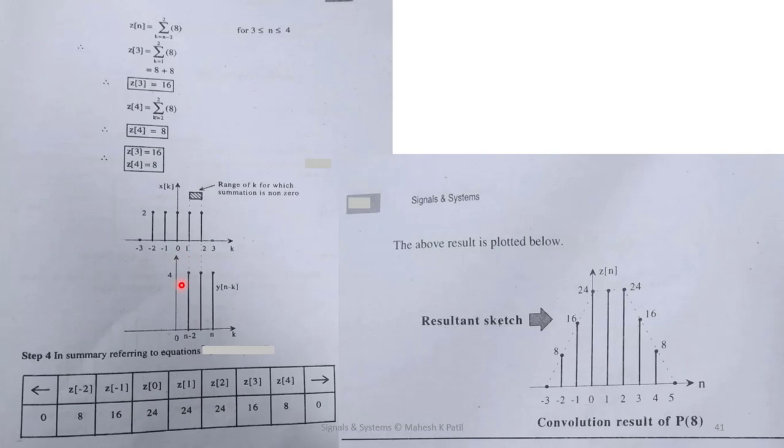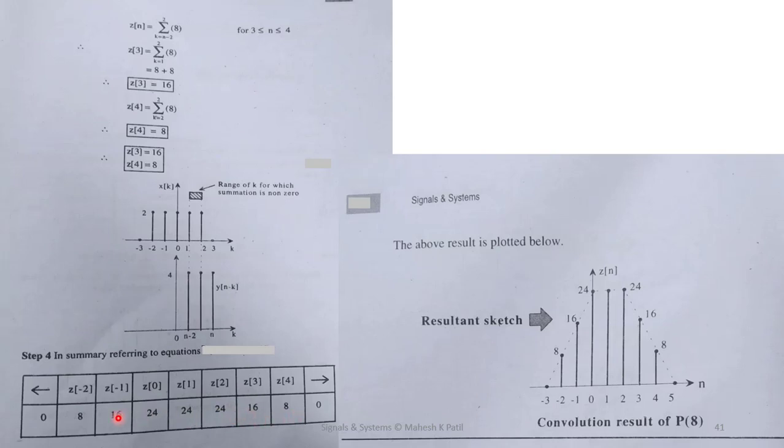So likewise, we are going to consider all the values of z of n, that is z of minus 2, z of minus 1, z of 0, z of 1, z of 2, z of 3 and z of 4. So these values are 8, 16, 24, 24, 24, 16 and 8 respectively.